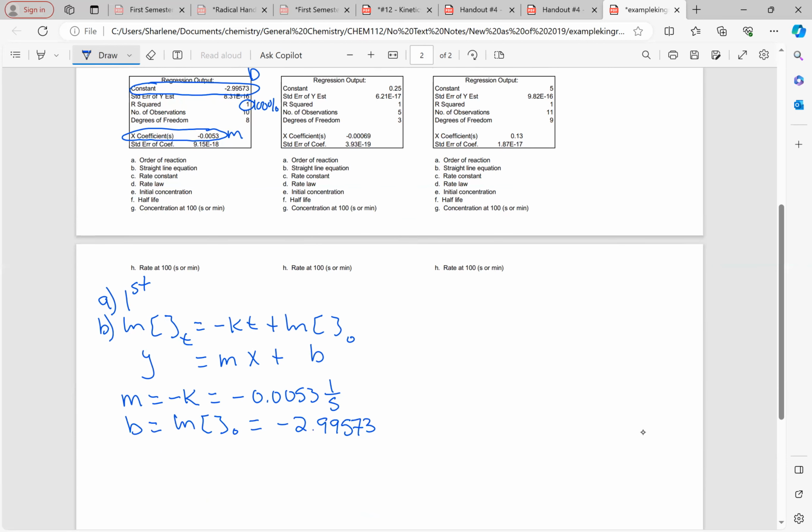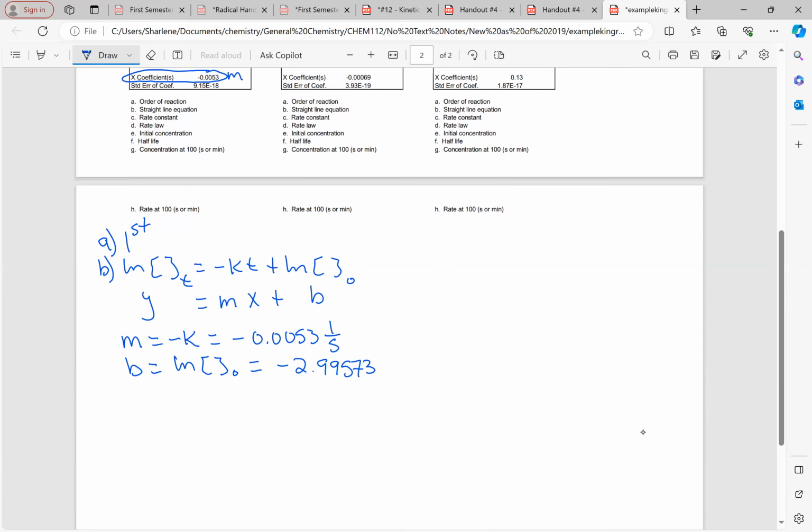Okay, so let me put all this together because I have a generic straight line equation, but I want to plug in the pieces. So the natural log of the concentration at some time t is equal to, all right, now this piece, negative k, is the same as slope. So I'm going to put in 0.0053 inverse seconds. Now, why is there still a negative in there? I can either plug in m before the x, or I can plug in negative kt.